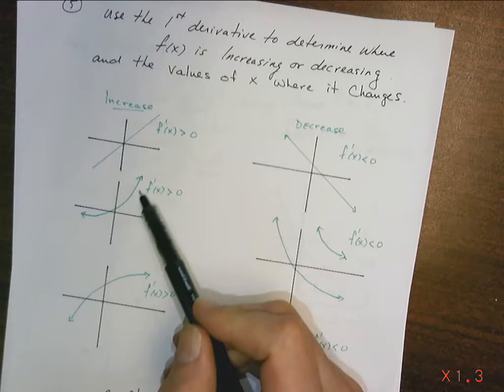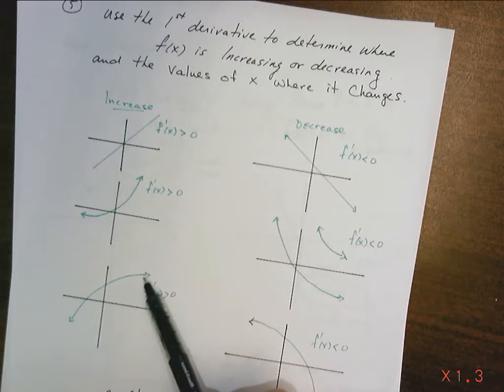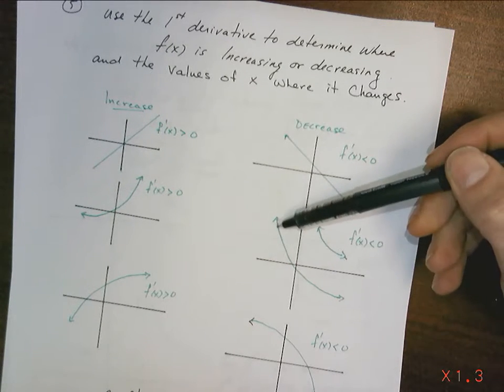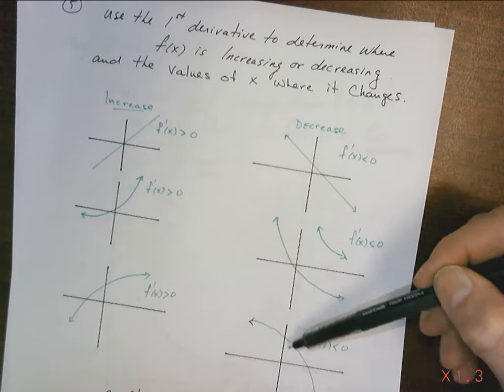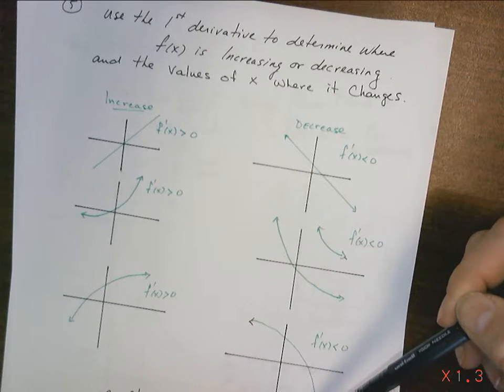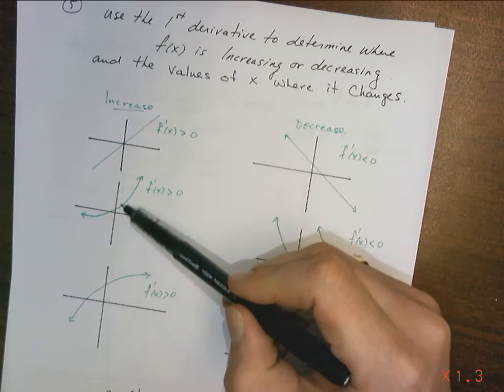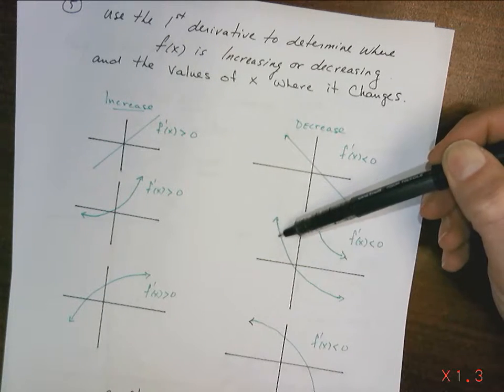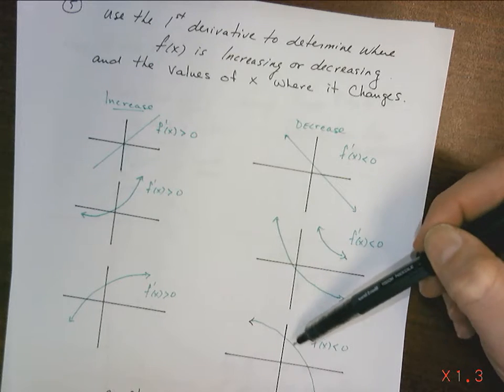This is an increasing function. But so is this an increasing function. This is a decreasing function, but so is this a decreasing function. The difference is this one is concave up, this one is concave down. This one is concave up, this one is concave down.